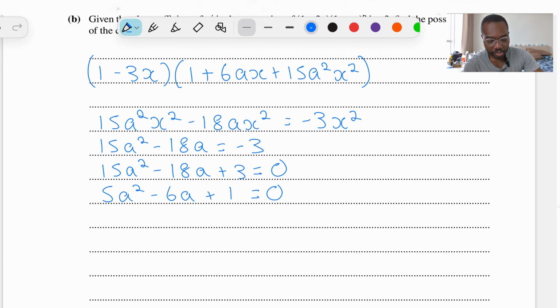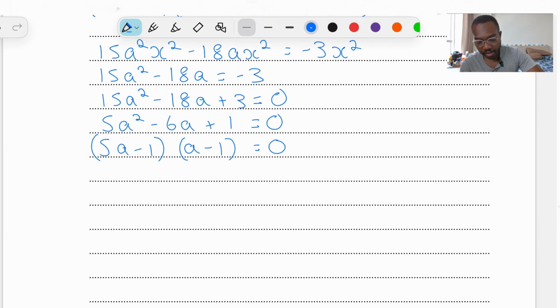And now at this stage, we get a 5a here, we're going to have an a here. Think of two numbers. Well, it has to be 1 and 1 because we have a positive 1. And both of them have to be negative 1 because that's how we can get a negative 6a. So we get 5a minus 1, a minus 1 is equal to 0. Therefore, we can see that our two values for a would be 1 over 5 and 1.